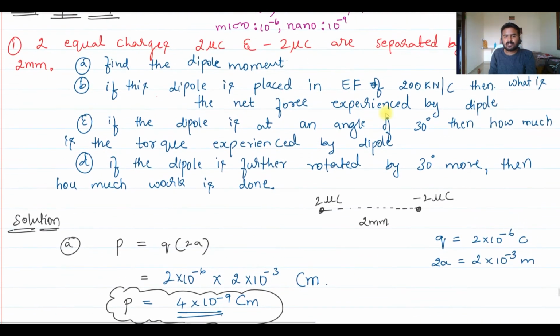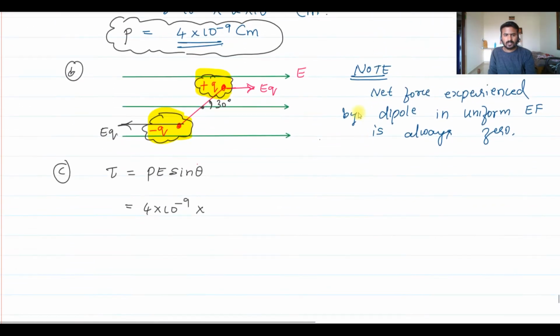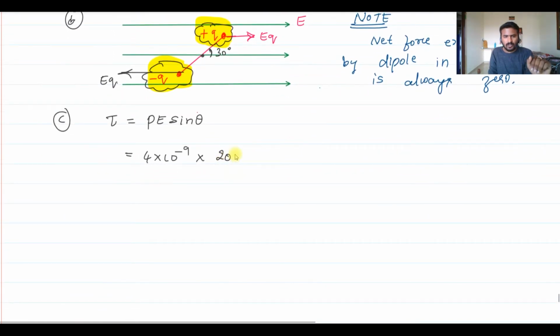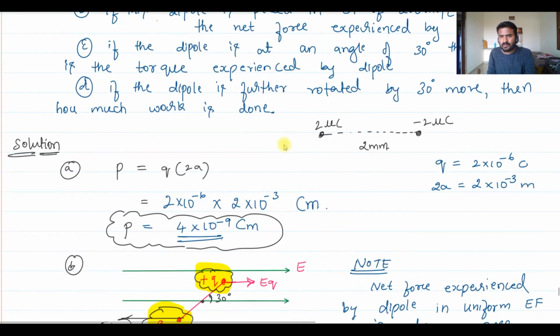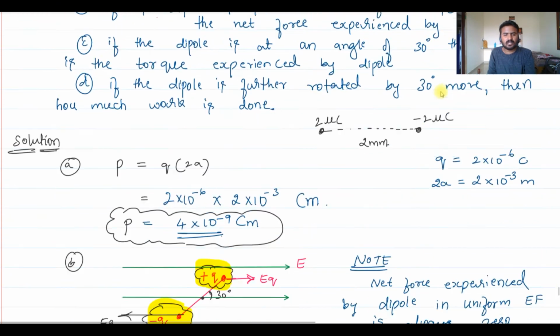They have given that. How much is that? 200 kilonewton per coulomb. Kilo means how much? 10 power plus 3, right? So 200 into 10 power 3 Newton per coulomb. If I had said it as Newton per meter, I'm sorry, it's not Newton per meter, obviously it's Newton per coulomb, all right?